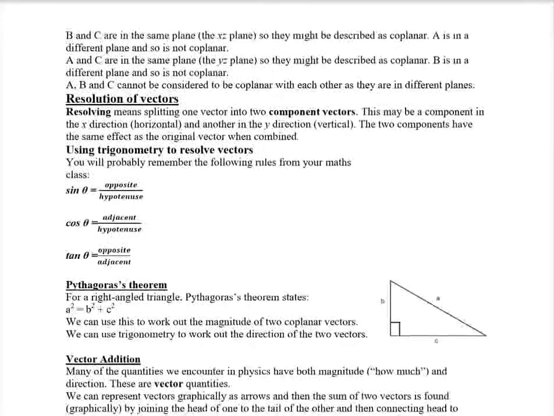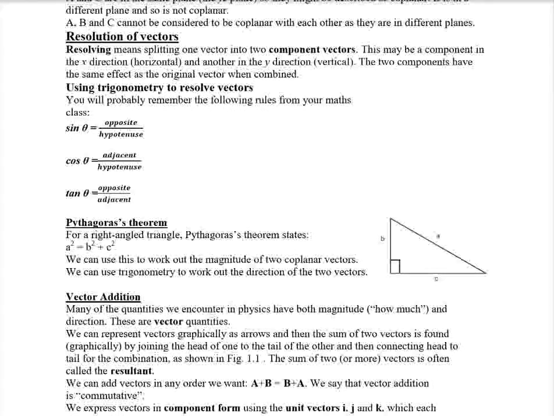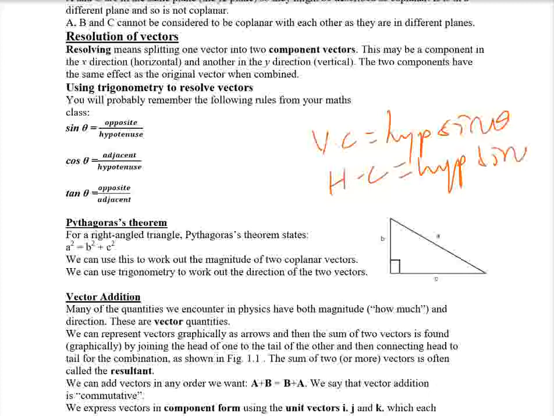The other thing is resolution of vectors. Resolution means resolving a vector. Resolving means subdividing or dissociating a single vector into its component vectors. We have two types of component vectors, that is vertical and horizontal components. Vertical component is equal to what? Hypotenuse times sine theta, and horizontal component is equal to hypotenuse times cos theta. By using these equations, we can resolve vectors. We use trigonometry to do this.